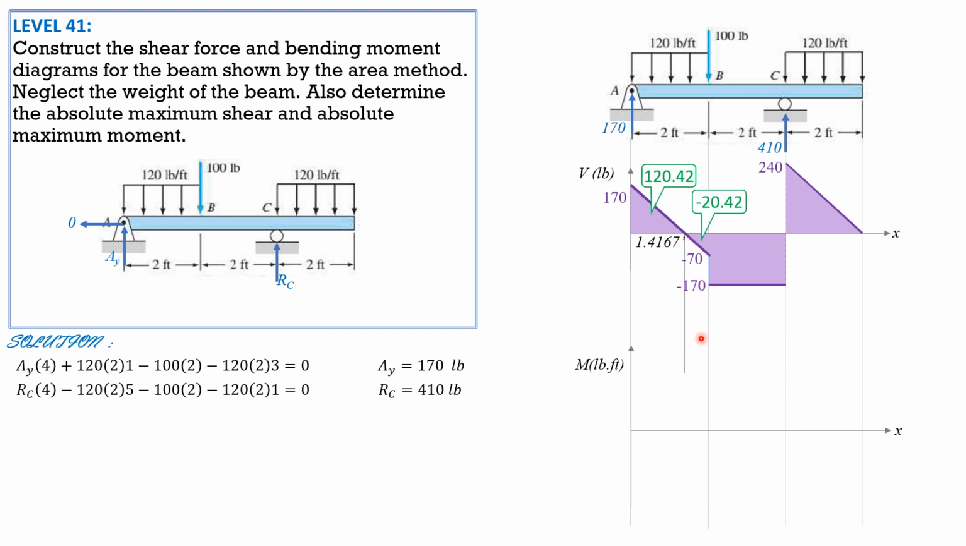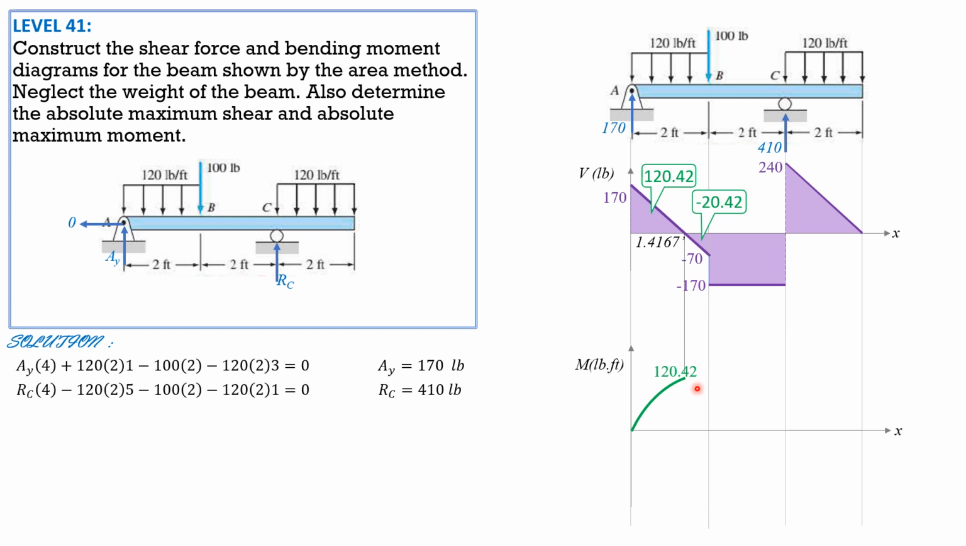So let's project. Moment at A is 0. That's an end support that is a pin. Then we have a slope of 170 to the moment diagram to 0 shear here, so 0 slope. So connect that positive slope and horizontal slope here with a smooth curve, so it is concave downward with the value here 120.42.